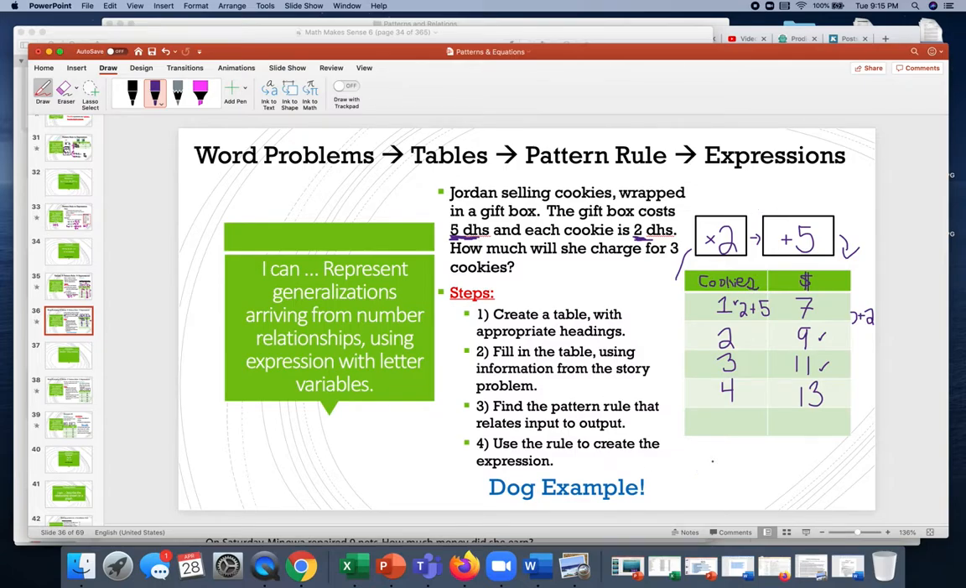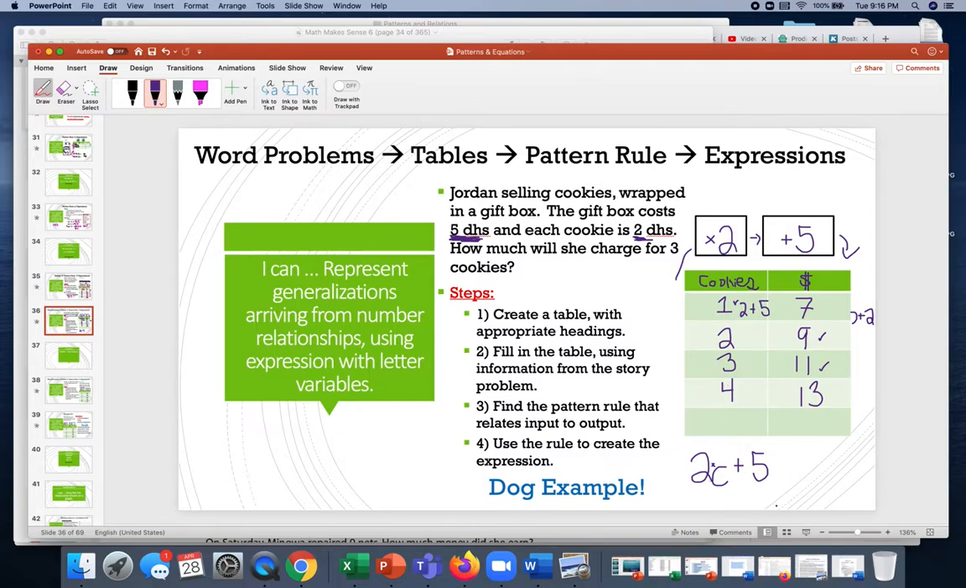Okay, so now we have to do the pattern rule. Okay, so, or the expression, sorry. So it should be 2, and then I'm going to say, what do you think would be a good variable to use for this? I can hear you. Maybe C for cookies. 2 times the number of cookies that she gives plus, this is our constant, which is 5. This is never going to change. This is how much each of the gift boxes costs. Okay, hopefully you see a little bit of a connection to that. This is what's always the same. And then this is what's going to change depending upon the input.